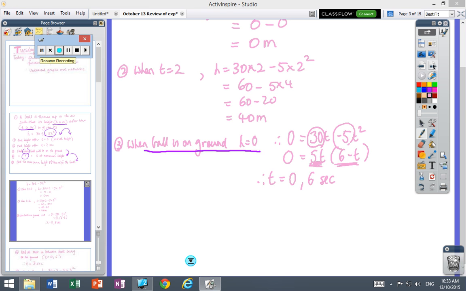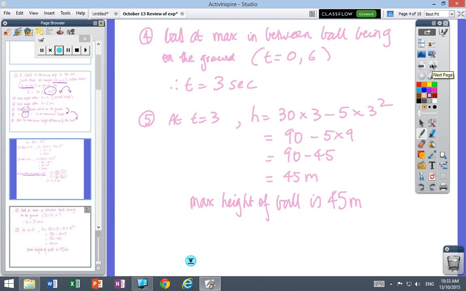Okay. So, girls, the last 2 parts. Can you listen? Okay. If the ball's on the ground at 0 and 6, halfway in between those 2 times, the ball is at its highest spot. So halfway between 0 and 6 is 3 seconds.